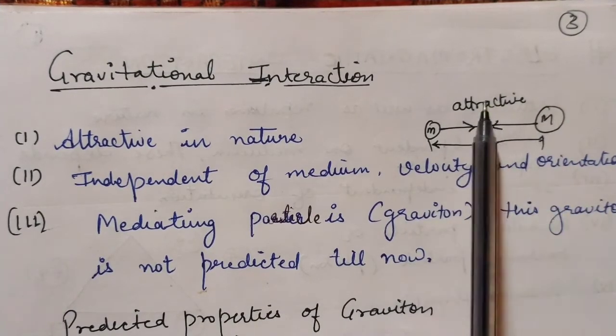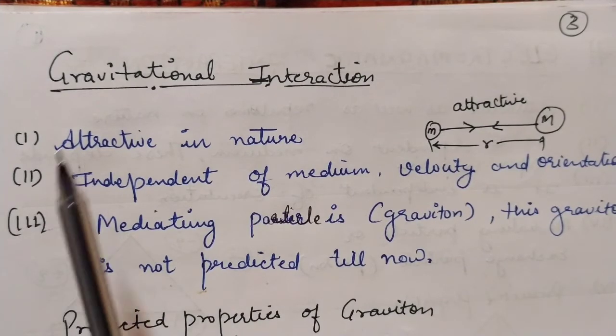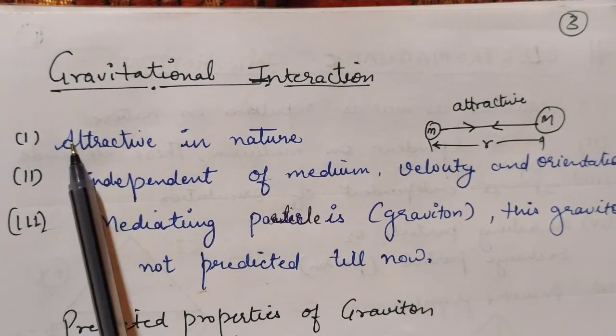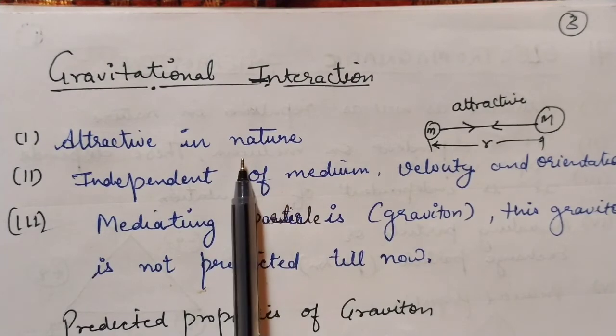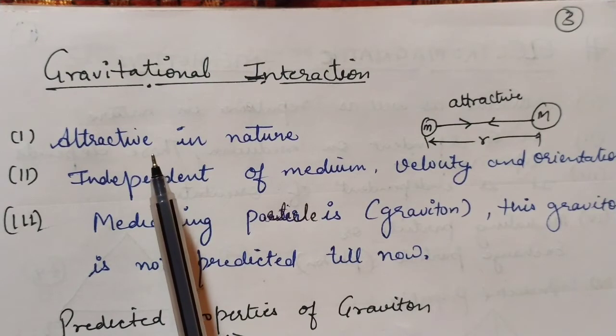So these are basically attractive in nature. Okay, so the properties of gravitational interaction are as follows. First of all, this is very attractive in nature. Okay, अगर कोई भी बॉडीज यूनिवर्स में है तो वो एक दूसरे को क्या करेंगी, अट्रैक्ट करेंगी.